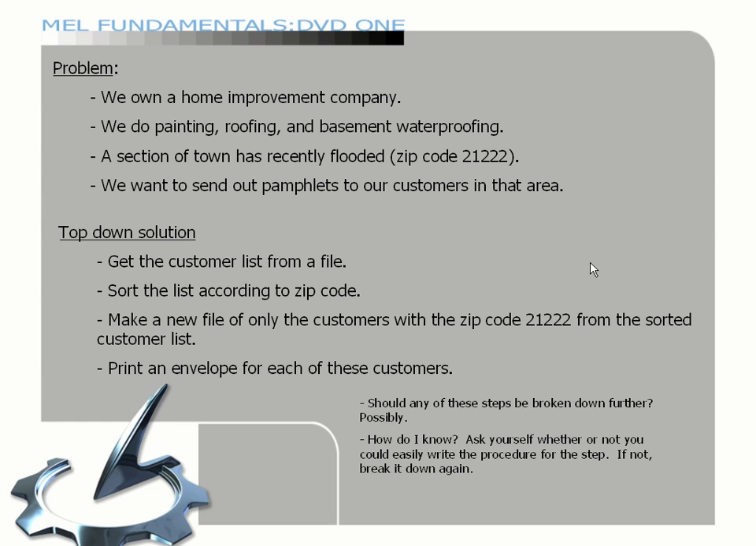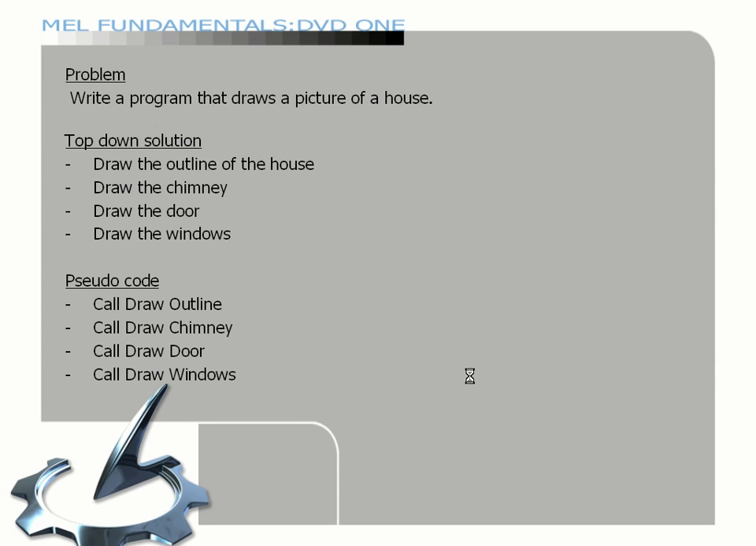Then the top-down solution would be: get the customer list from the file, sort the list according to the zip code, and make a new file of only the customers within that area code that has flooded, and then print envelopes and send it to each of those customers. Okay. And then you should ask yourself some more questions. Can any of these steps be broken down further? Most likely. And then you just have to ask yourself whether you can break down those problems into smaller pieces, because the smaller the problems are, the easier it will be to solve them.